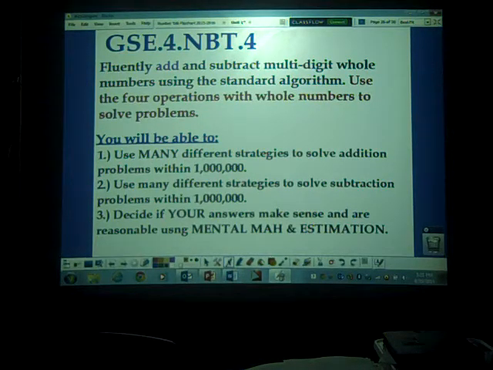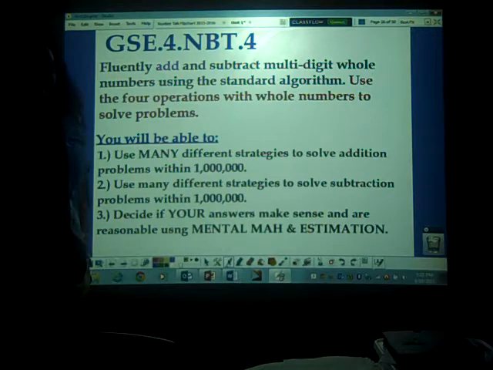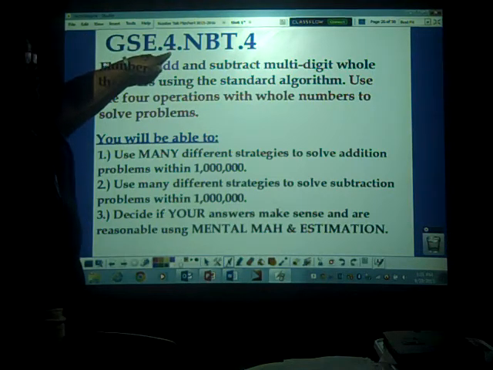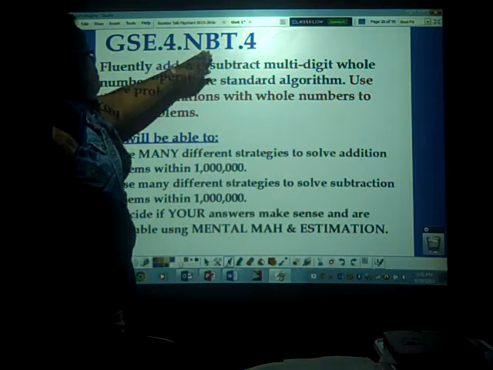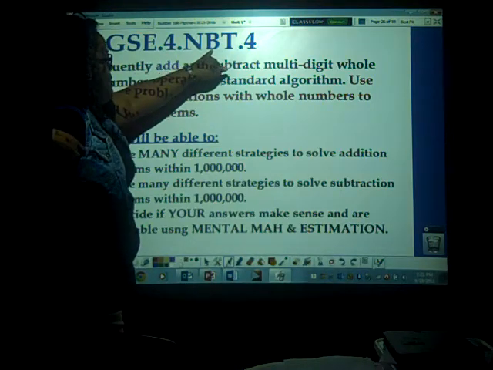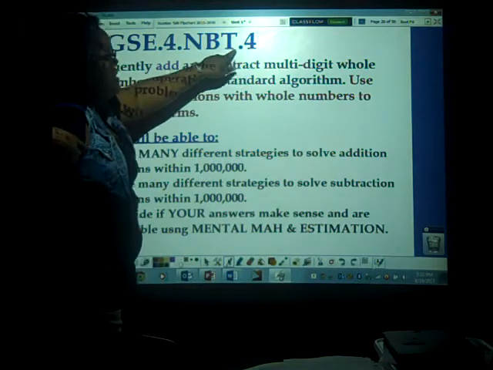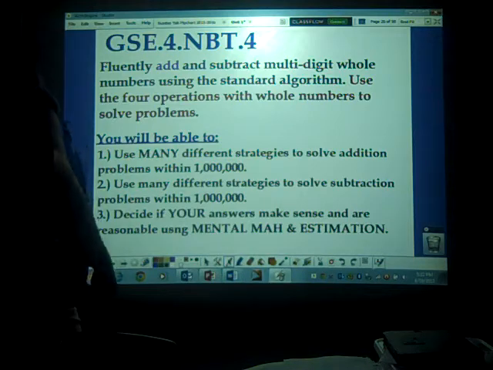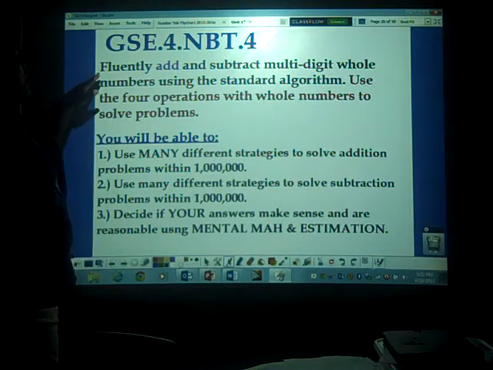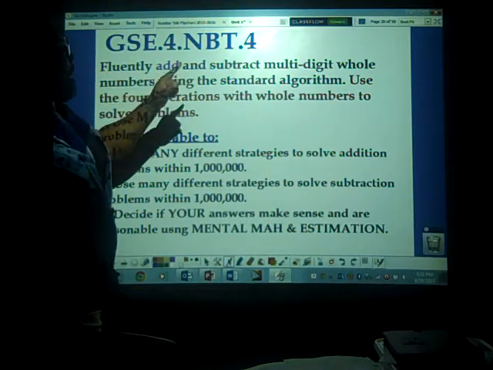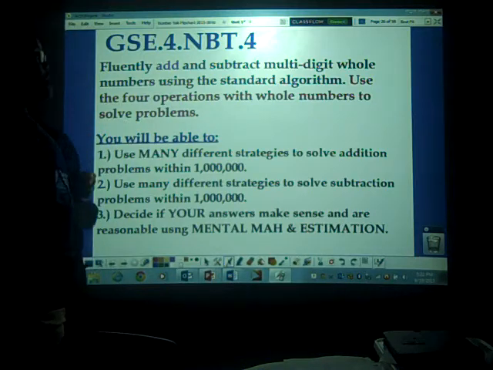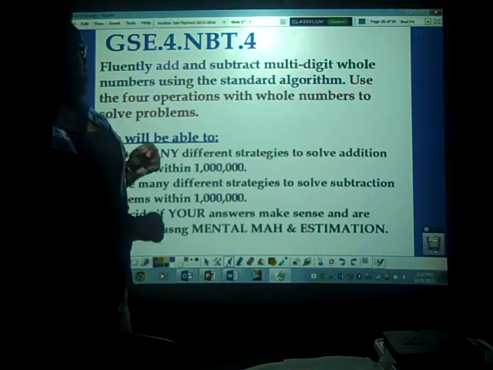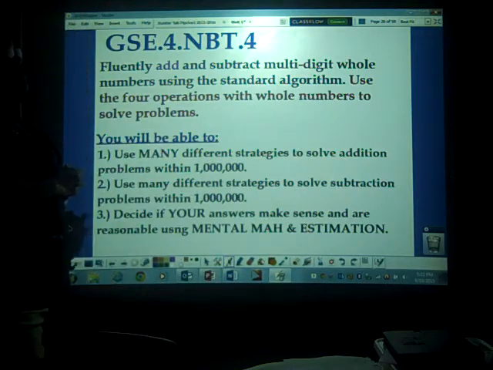Alright, boys and girls, we are going to work on another standard in our NBT. This is Georgia's Standard of Excellence, 4 standing for 4th grade, NBT, Numbers and Operations in Base 10, and this is the 4th standard within this domain. Now, this standard says we're going to fluently add and subtract multi-digit whole numbers using the standard algorithm. Use the 4 operations within whole numbers to solve problems.